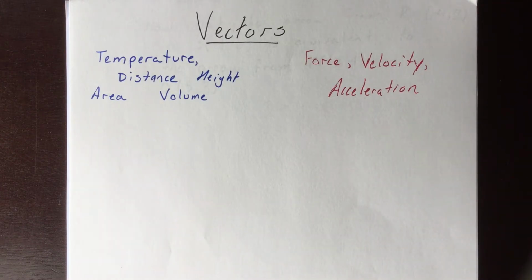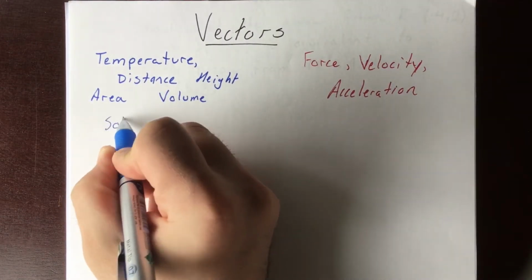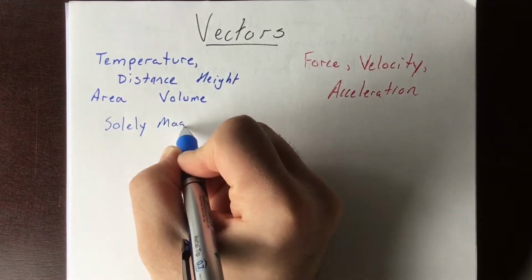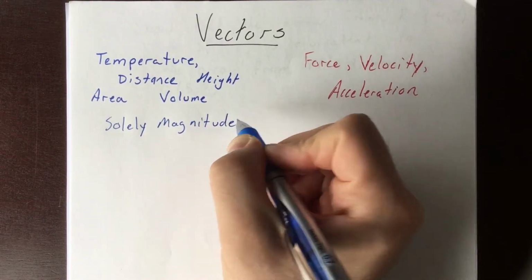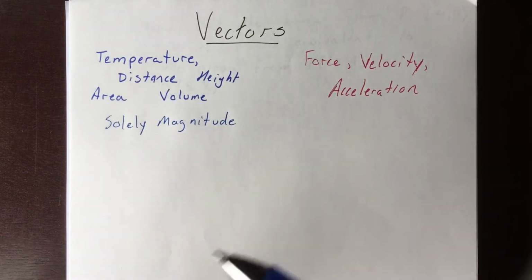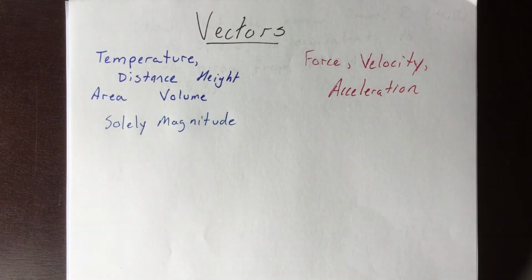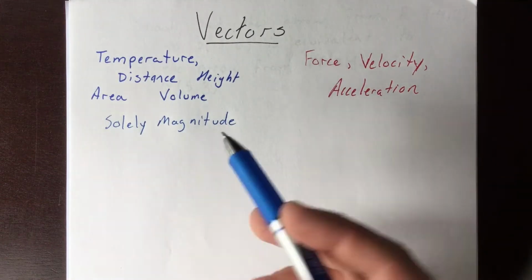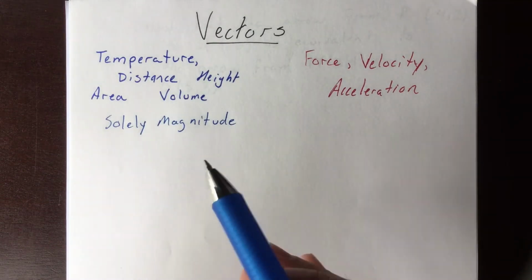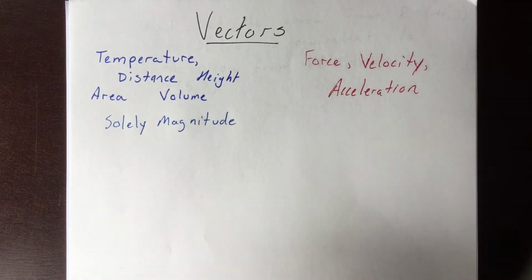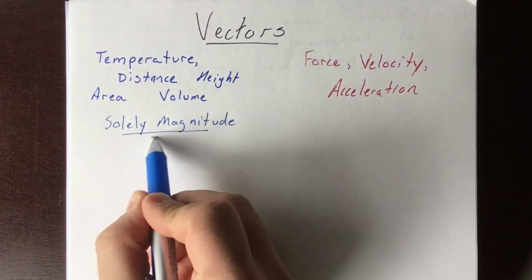These five measurements are solely magnitudes. Meaning it's just a number. So temperature, it can be 23 degrees Celsius. Distance, it could be 5 miles. Height could be 5 inches. Area could be 26 square feet. And volume could be 33 cubic millimeters. So these are all magnitudes. We're just a size. Like I said, a size or a scale is a good way of saying it, okay?